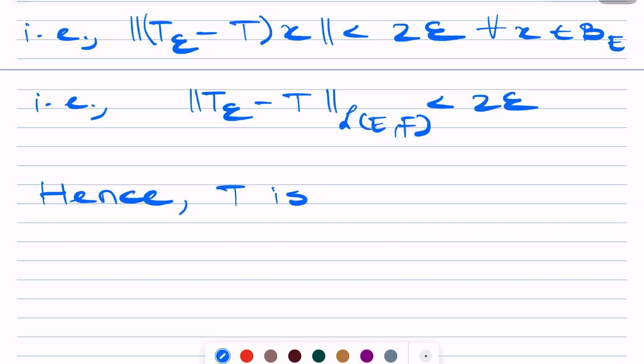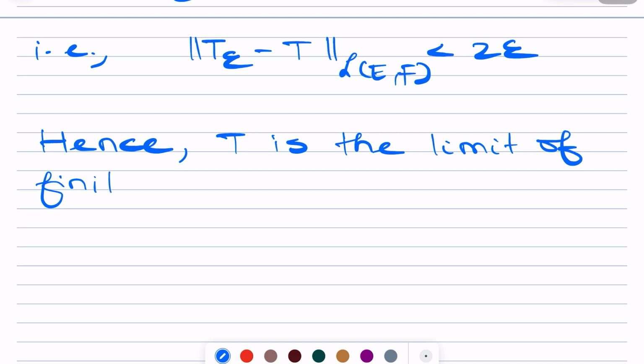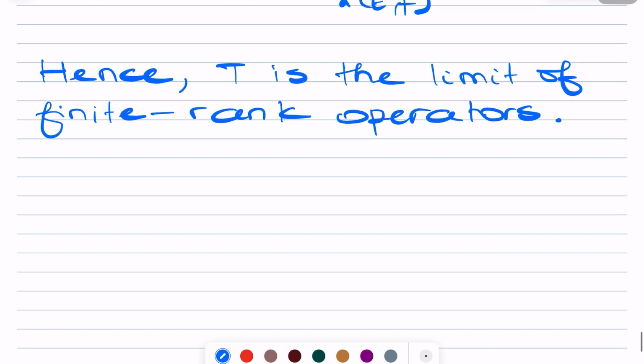T is the limit of finite rank operators. So T is the limit of finite rank operators. Okay, so this is the end of the proof. So people often say that Hilbert space has the approximation property. This is another way of saying that if you give me a compact operator with codomain a Hilbert space, then it is actually the limit of finite rank operators.